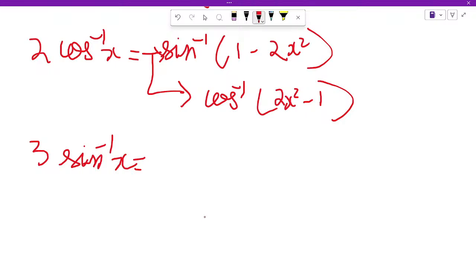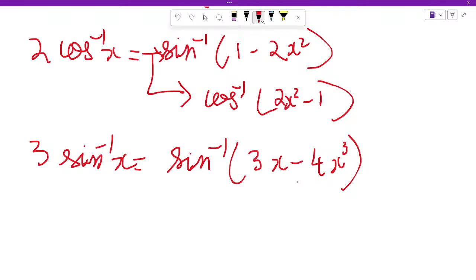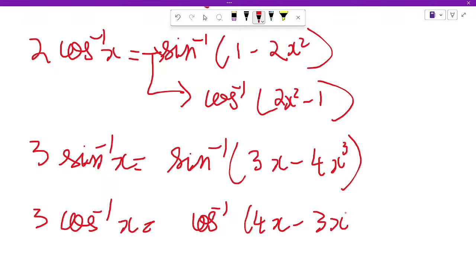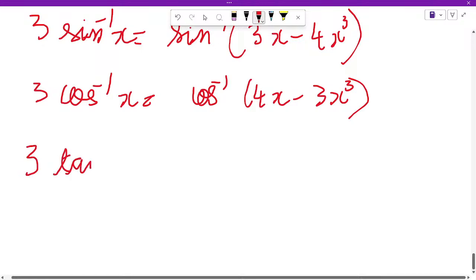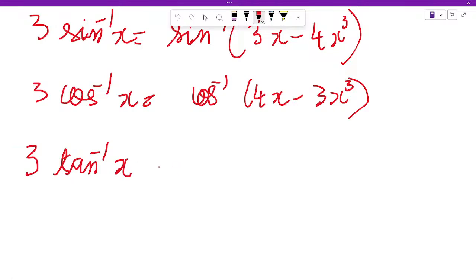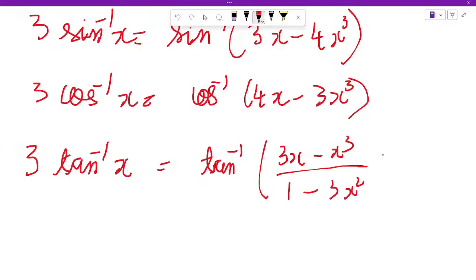For 3 sine inverse x, the formula is sine inverse 3x minus 4x cubed. Similarly, for 3 cos inverse x, the formula is cos inverse 4x cubed minus 3x; we are just interchanging, swapping. For 3 tan inverse x, the formula is tan inverse 3x minus x cube divided by 1 minus 3x square.